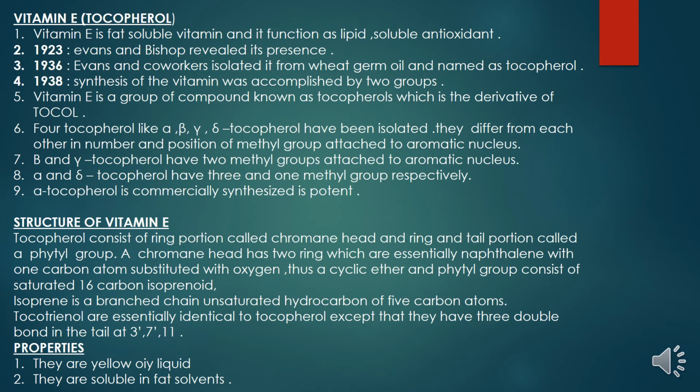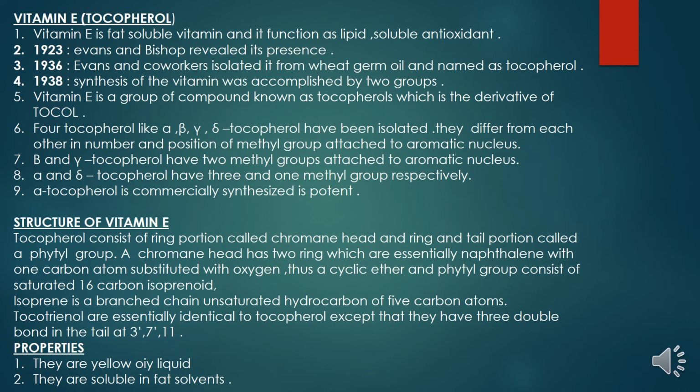Structure of vitamin E. Tocopherol consists of a ring portion called the chromane head and a tail portion called the phytyl group. The chromane head has two rings, which are essentially naphthalene with one carbon atom substituted with oxygen, thus a cyclic ether, and the phytyl group consists of a saturated 16-carbon isoprenoid. Isoprene is a branched chain unsaturated hydrocarbon of 5 carbon atoms. Tocotrienols are essentially identical to tocopherols except that they have 3 double bonds in the tail at 3, 7 and 11.